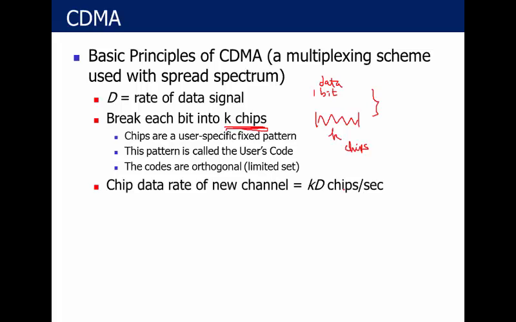Chip data rate. This is a data rate D, but over the channel, the channel rate should be computed as KD chips per second, because we have K chips to represent D data sets. Anyway, K times D chips need to be transmitted.